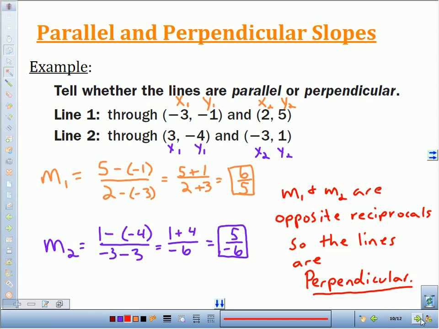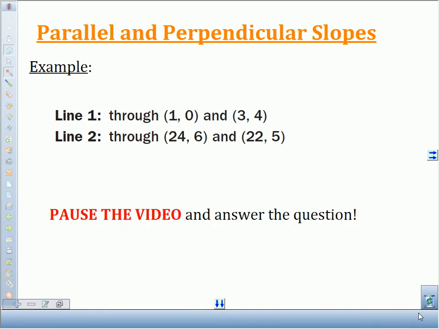Let's try one more example. Keep in mind we can have a parallel line where the two slopes are equal. We can have a perpendicular line where the two slopes are opposite reciprocals, or we can just have two lines that intersect.